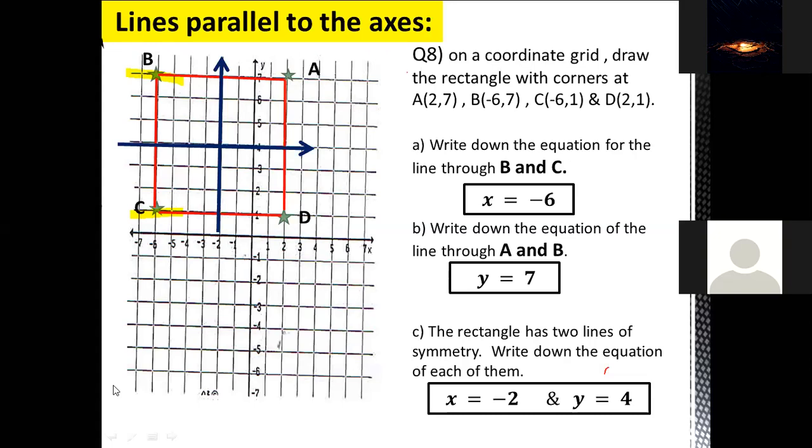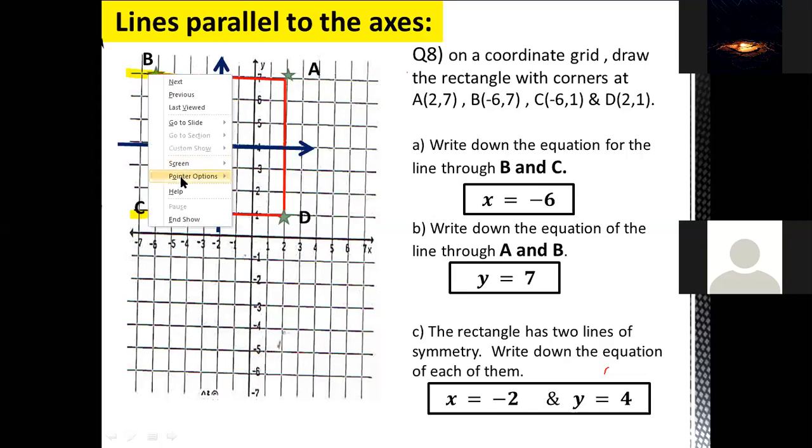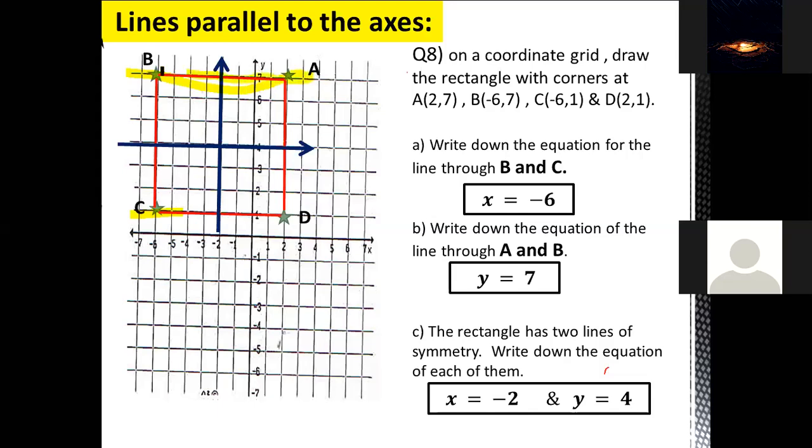Tell me, Ahmad. I can hear you. Part B. Part B says write down the equation of the line that passes through A and B. It's this line, teacher, that passes through A and B. I'm talking about this line here. Do you see it, Ahmad? Yes, teacher. It's a horizontal line parallel to what, Ahmad? Parallel to the x-axis. So it should have an equation of y equals. Right? Yes. Y equals what? Y equals 7. Okay, Ahmad? Yes. Okay. Thank you.